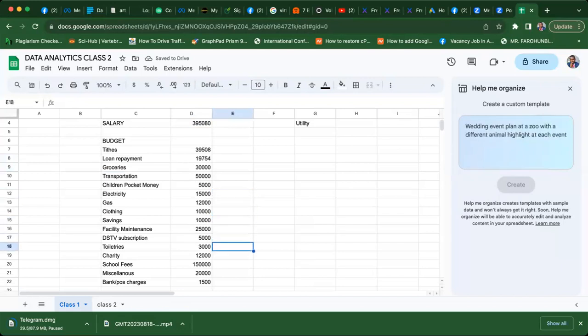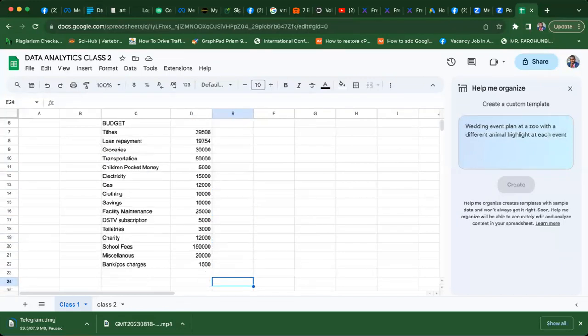So now, are you sure that this is everything this person is to spend that month? So let's say we want to have a total. How do we do the total? Simple. Now, total means you want to add everything that is in cell D7 up to cell D22. That's what you want to do. Everything from cell D7 to cell D22. There are different ways of doing it.